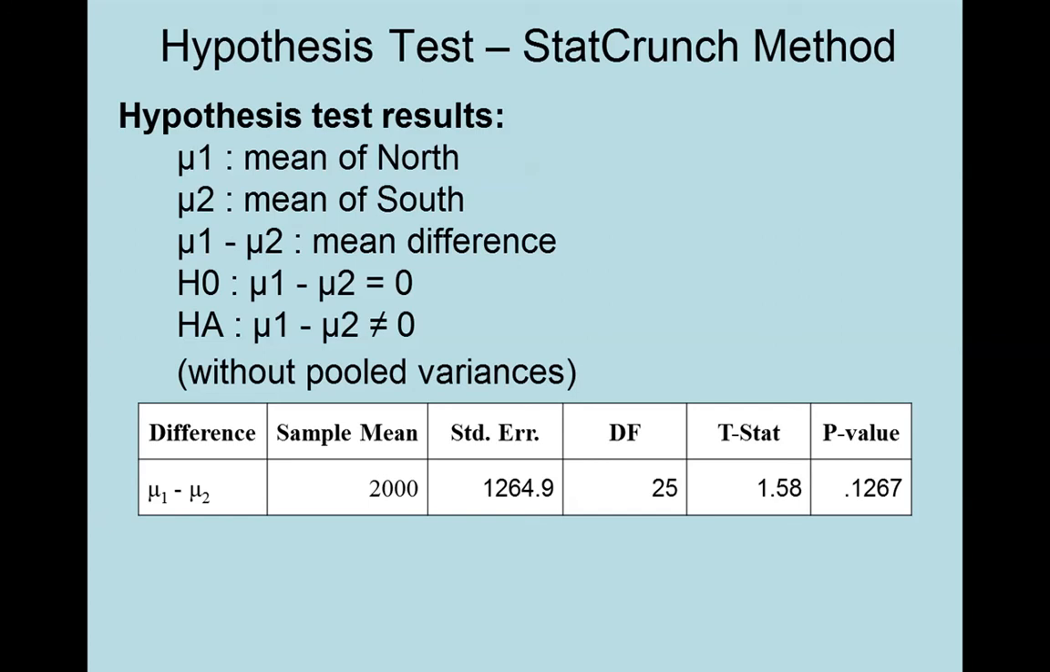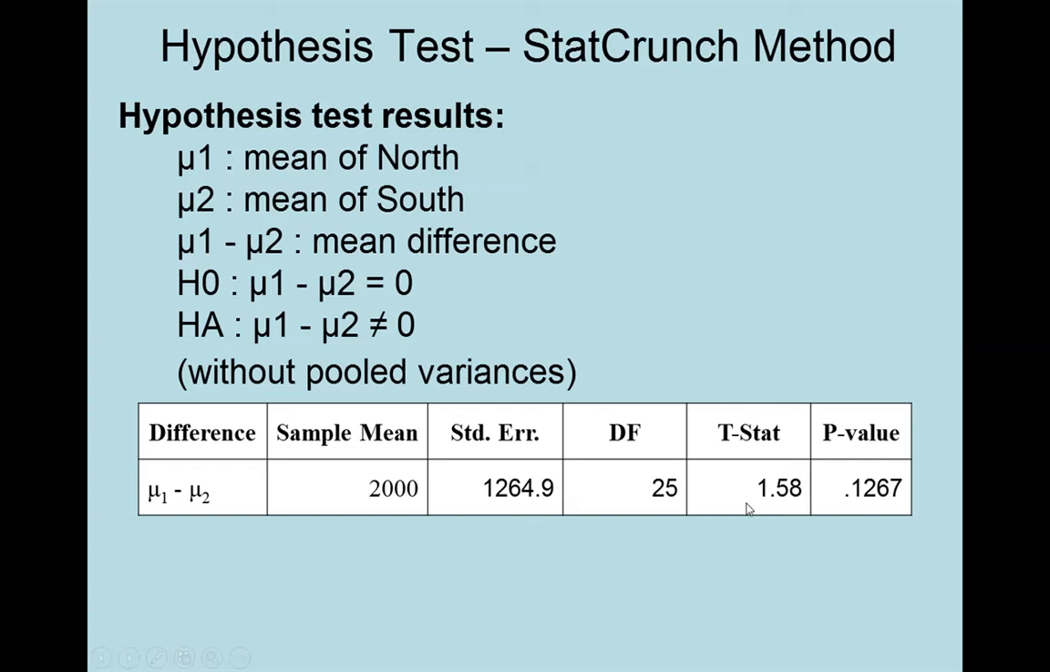You want to make sure you see the without pooled variances part there. If you have different sample sizes and if you click or unclick a certain box where it says to use or don't use pooled variances, it can make some slight changes in your output. But you can see the difference is showing up as mu1 minus mu2. The sample mean, that was our numerator, the 2,000. The standard error was that big square root in the denominator. So that was the 1264.911 whatever. Degrees of freedom was 25.